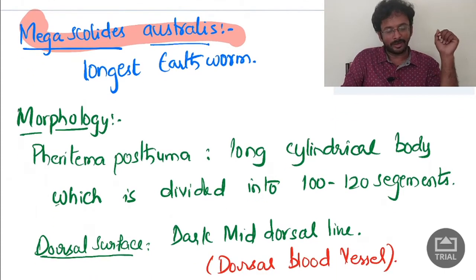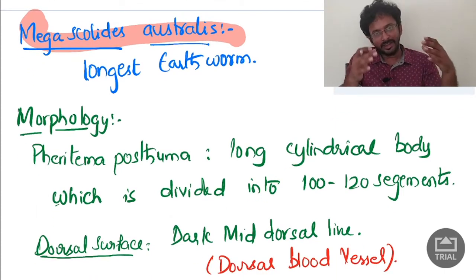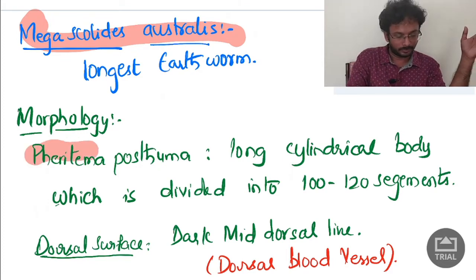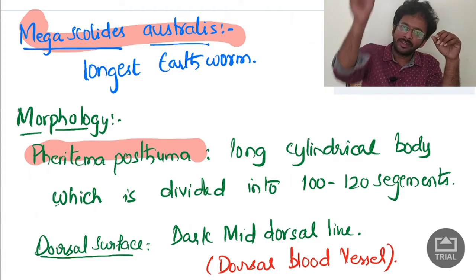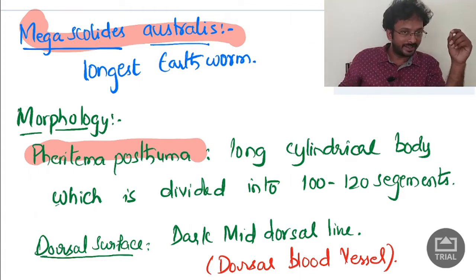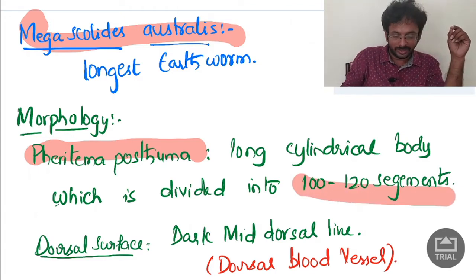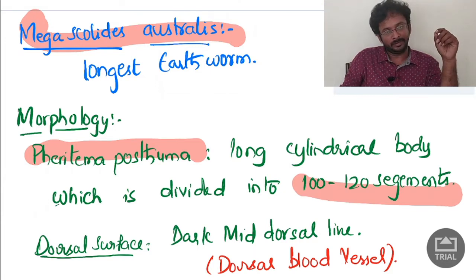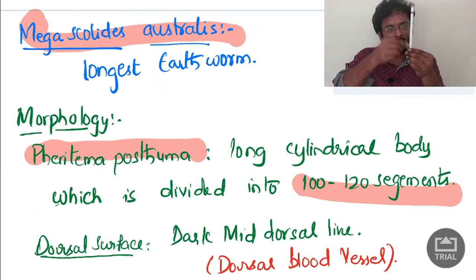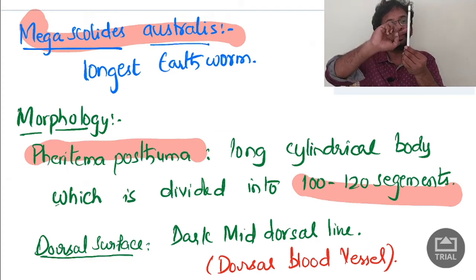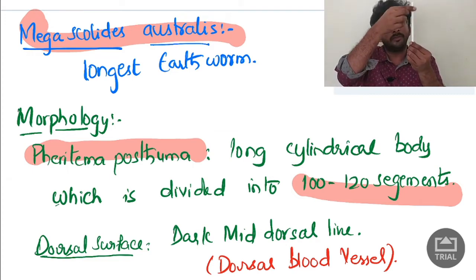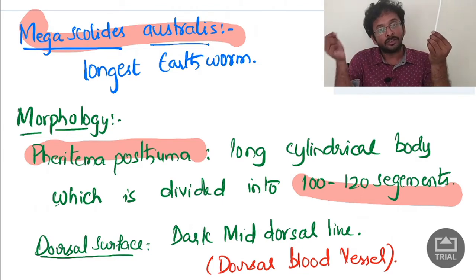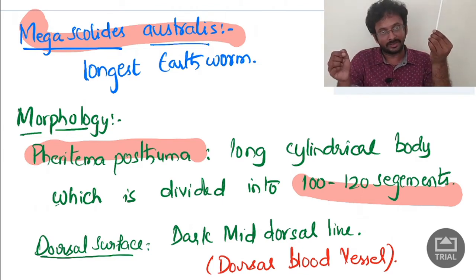Let us start with the morphology. We are learning about Pheretima posthuma. This earthworm is long and cylindrical, and contains 100 to 120 segments. How to differentiate the dorsal side and ventral side? The dorsal side of the earthworm will be dark in color because of the presence of dorsal blood vessels.